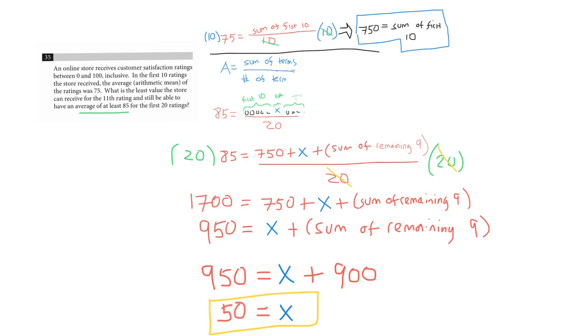We then realized that we could get a better picture of what the 11th term is if we got rid of this 750. We subtracted that from both sides. We ended up with this. We realized that in order to minimize this term, we have to maximize this term, which turns it into 900. And then we subtracted 900 from both sides, giving us x equals 50, which is the answer.